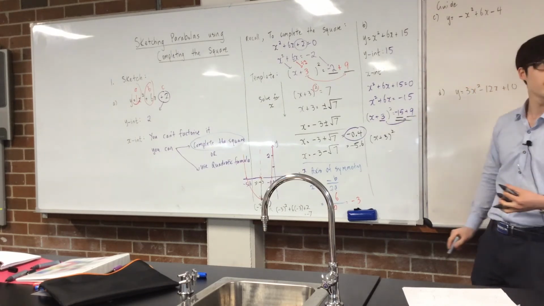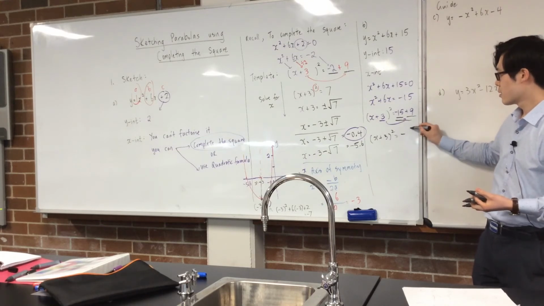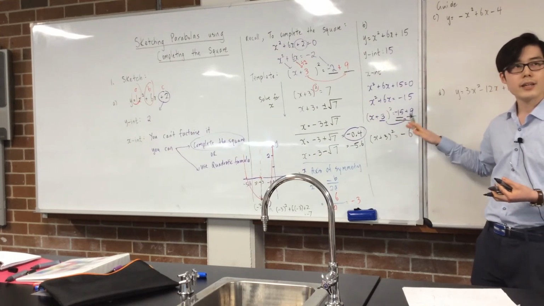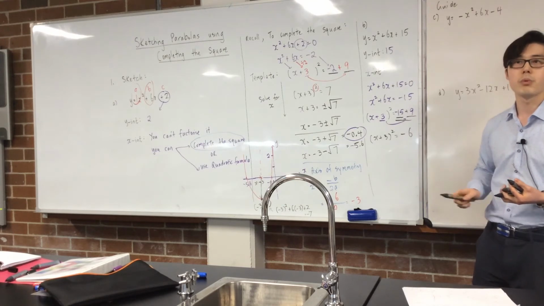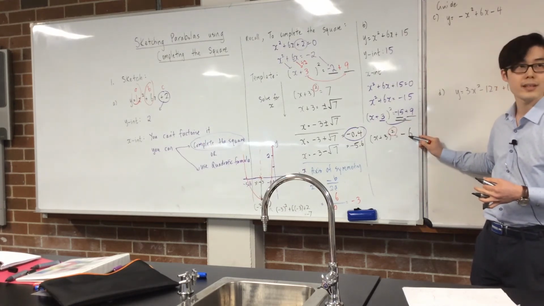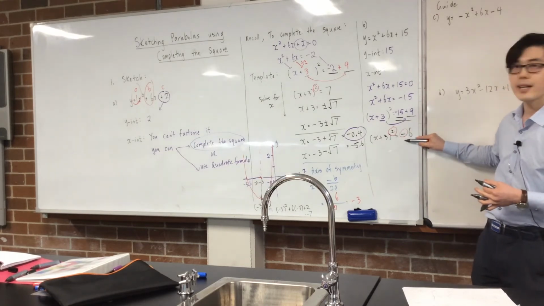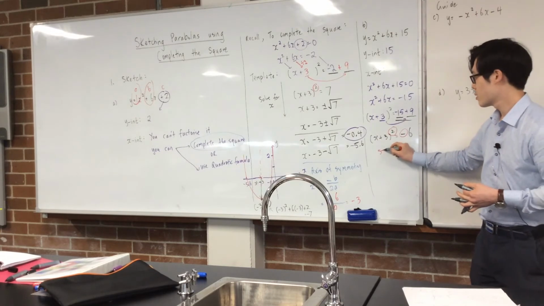Girls, what's that? Minus 15 plus 9. What's that? Minus 6, I think. From here, can you see why I can't proceed? There's no point. The next step is to square root the number on the other side, but you can't square root a negative number. So as soon as you see a negative number on the other side, you stop here. You just leave it like that.